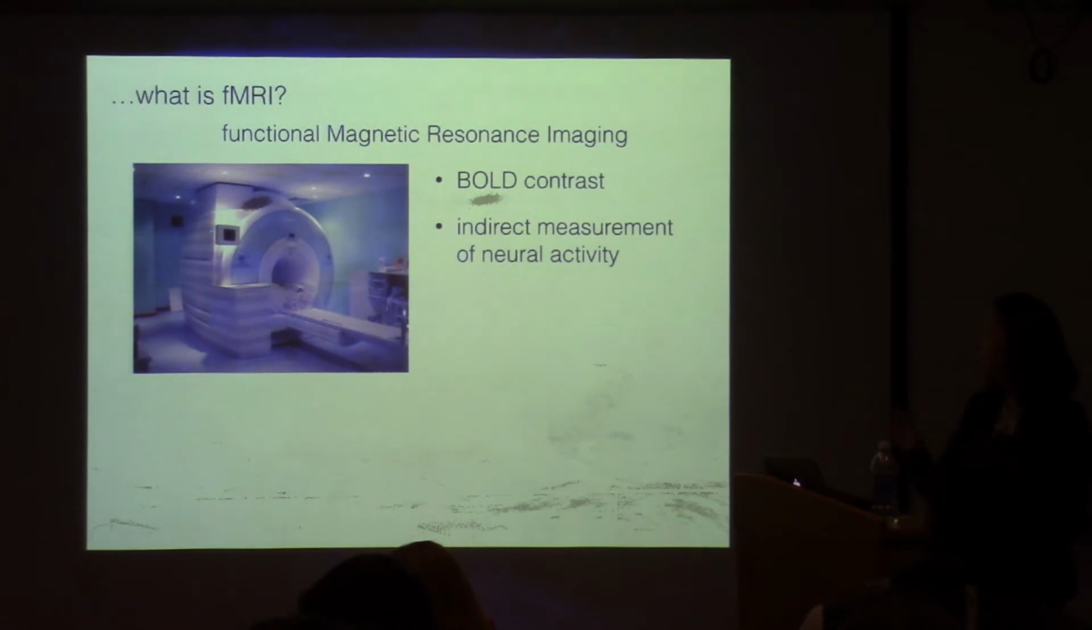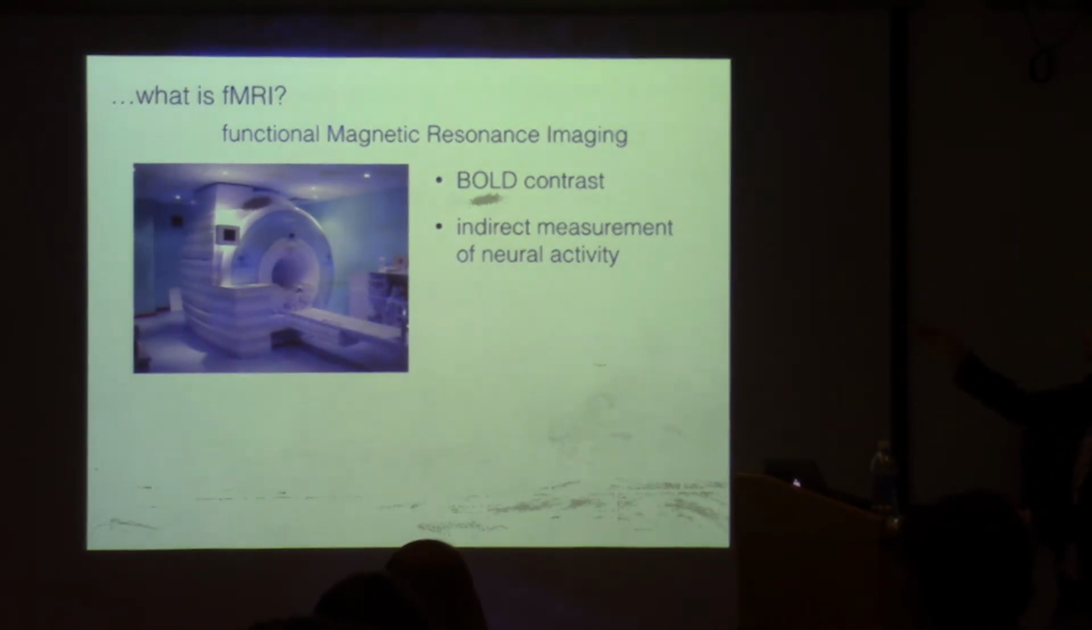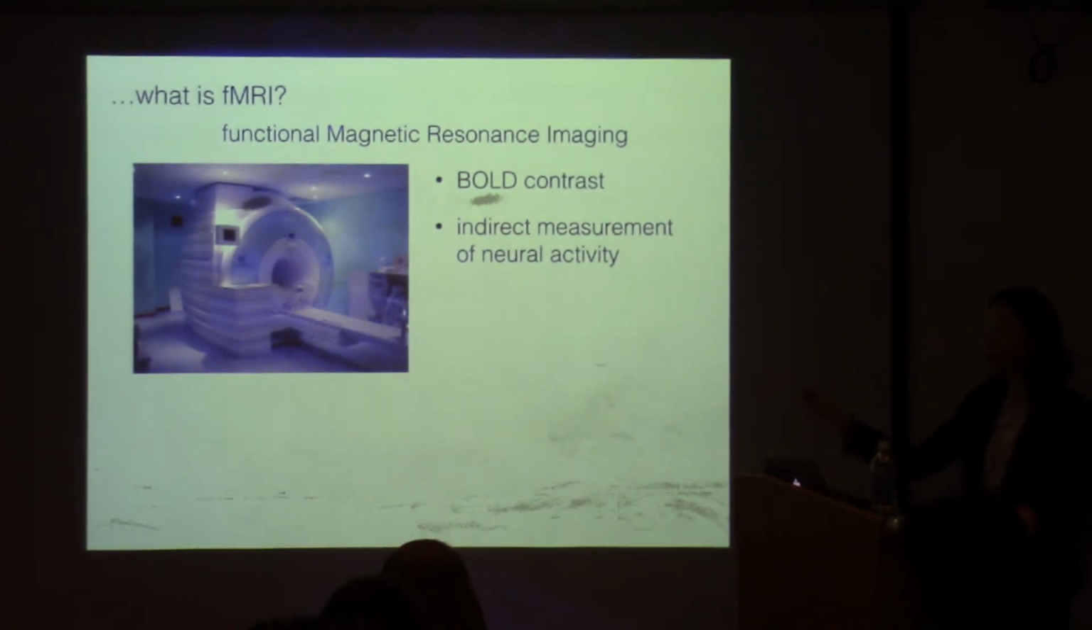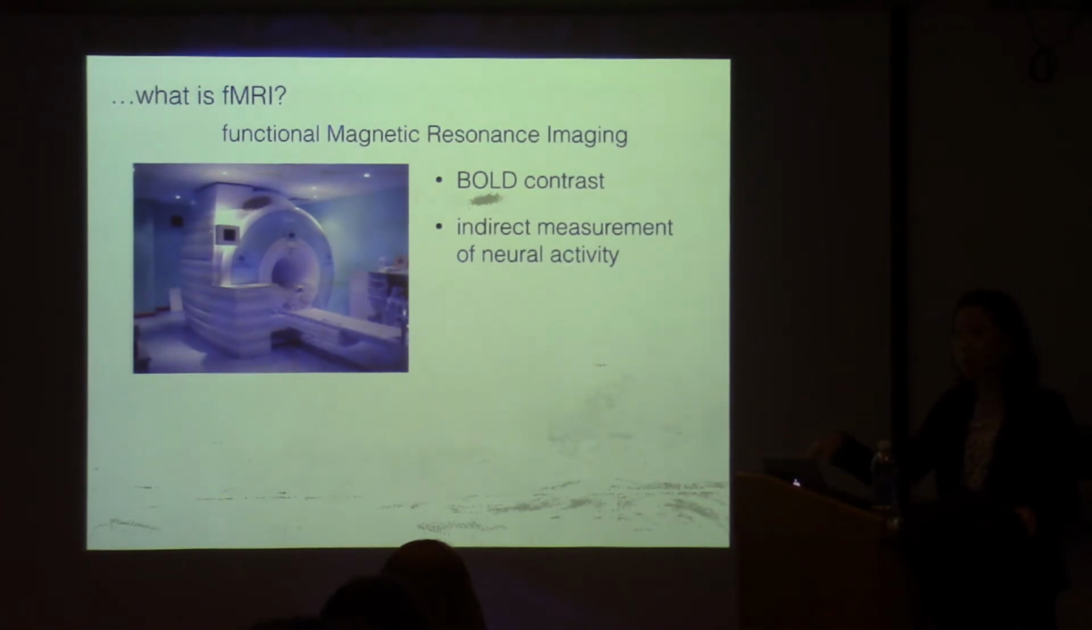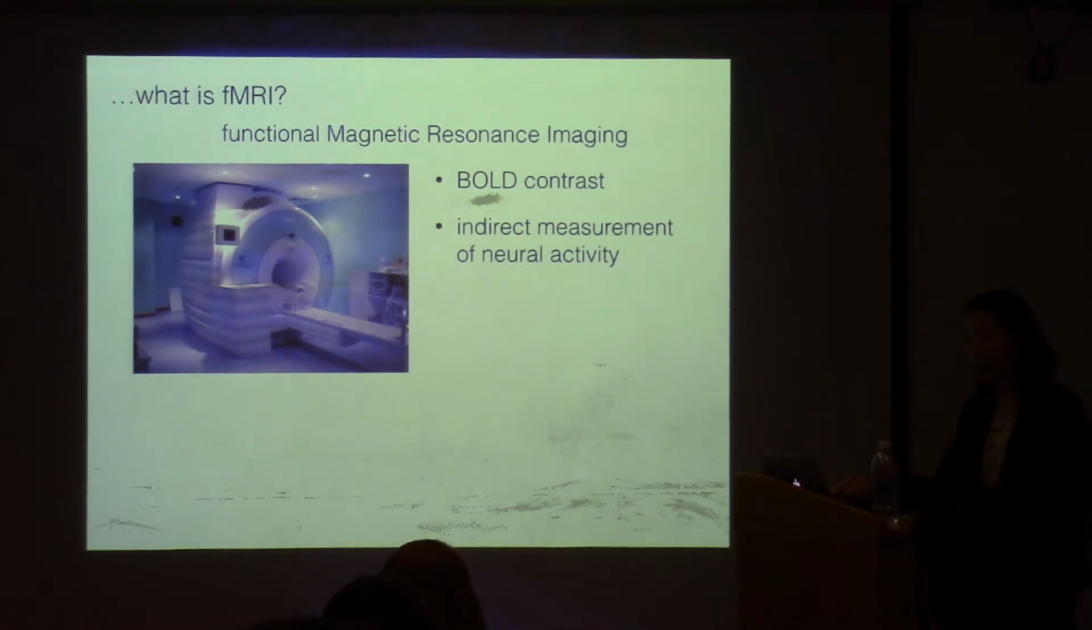It is an indirect measurement of neural activity, because what we are measuring is the change in the amount of oxygenated hemoglobin, and that causes magnetic susceptibility of blood, and we're measuring the change of that susceptibility in this giant magnet. So what we are seeing in the images are not actually neural activity, they are levels of oxygenation.